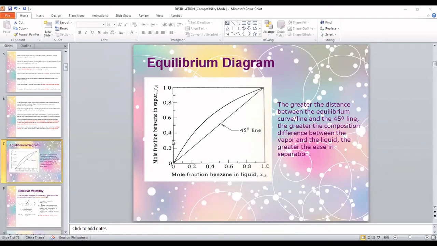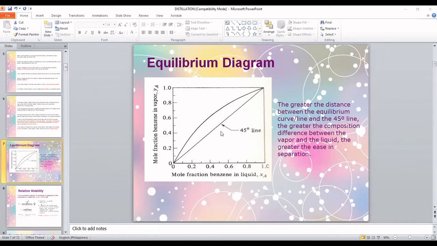So this is the equilibrium diagram that we will be utilizing when we construct the different sections of our column, where we are going to determine separately the number of stages in each of the sections. As I have mentioned, however, we will still focus more on the analytical process of determining the number of stages, and it would be at the latter part of our discussion on this topic.